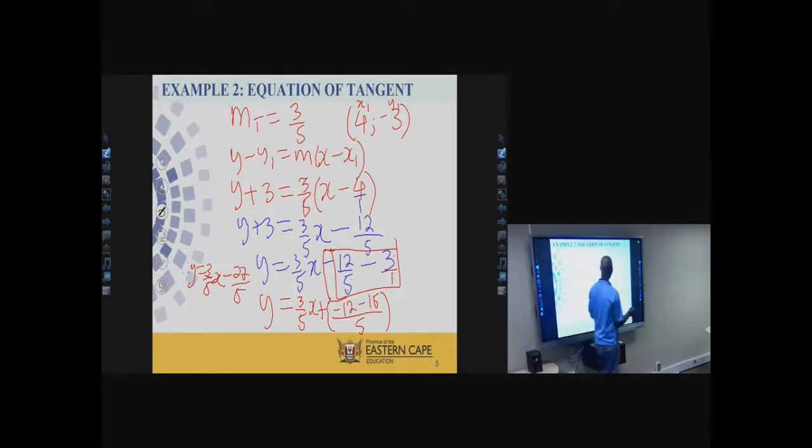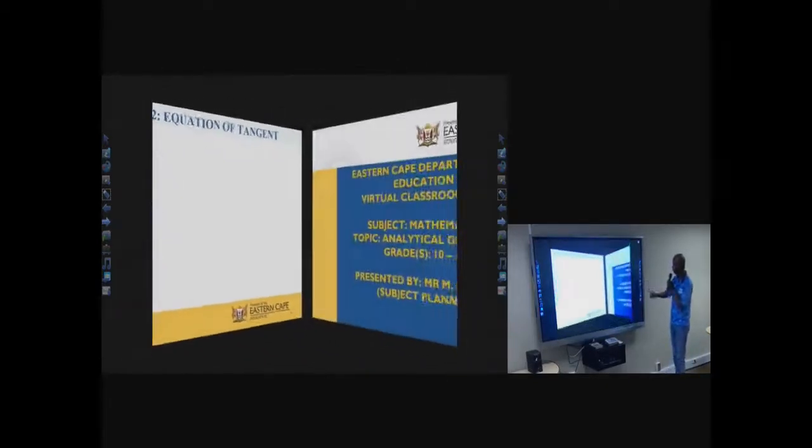The point I'm trying to make here is that there may be different ways of moving from one step to the other. You are not confined only to one method, right?